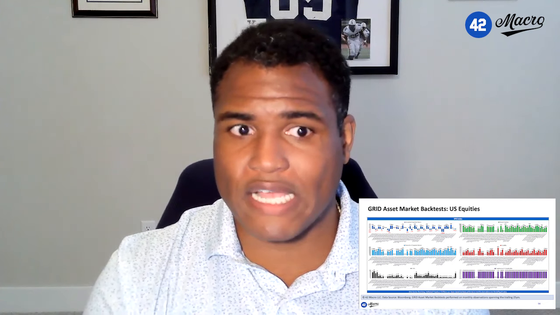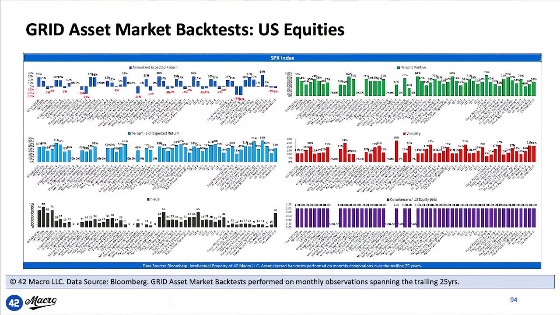Top right is percent positive ratio, then move down to the middle column. The left side is the percentile of expected return. The right one is volatility. The bottom left is in size, and the bottom right is the covariance with US equity beta. Obviously, this is the S&P 500 chart, so you're going to have ones across the board. On slide 95, you can see how that changes when you're looking at a different exposure.